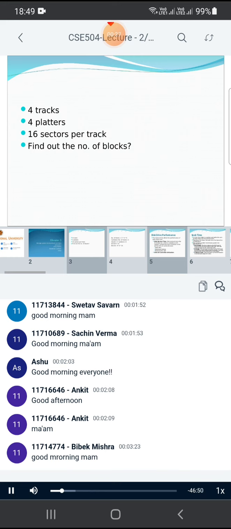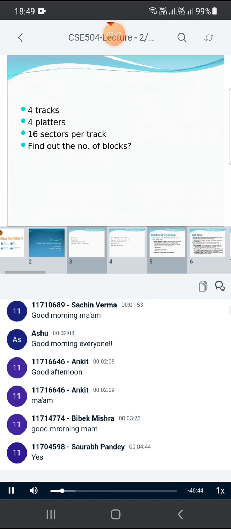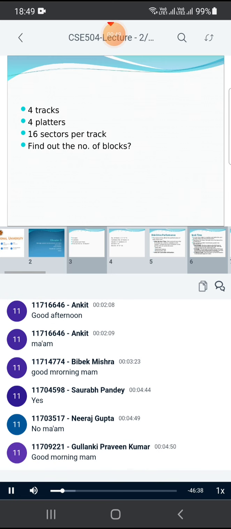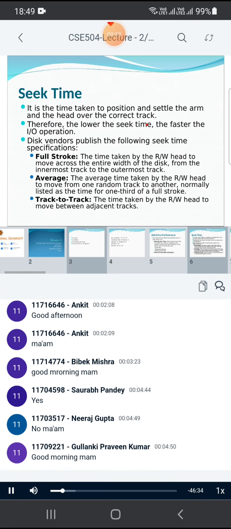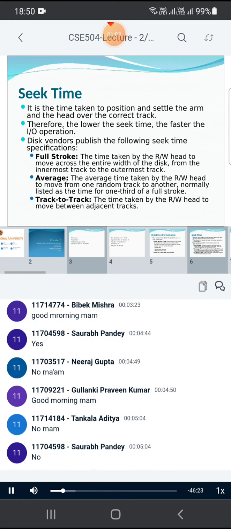Have we started the disk drive performance or not? Okay. And have we covered seek time? Have we discussed seek time or not? Okay.